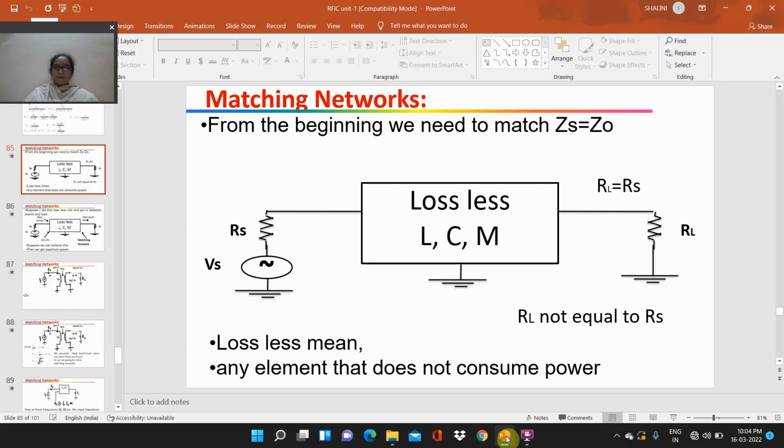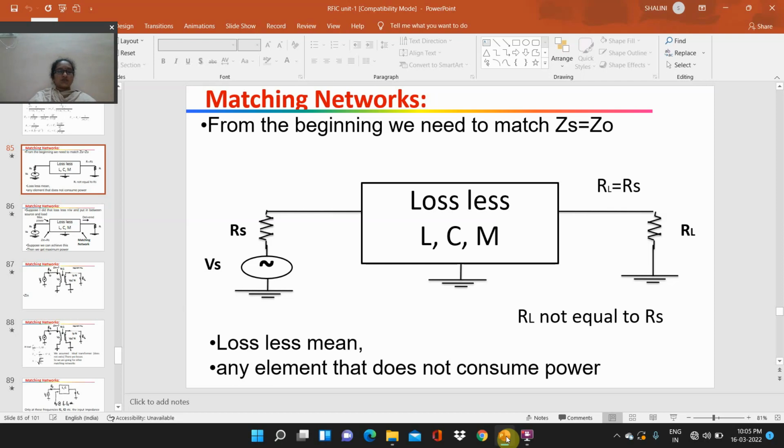Okay, friends, welcome back. Now we are discussing matching networks. From the very beginning, our main intention is to match ZS equal to Z naught. That means RS is connected to a lossless LCM network, LCM in the sense of inductance, capacitance, and mutual inductance, that is, transformers. And RL is equal to RS, then only the maximum power will be transferred from source to the load.